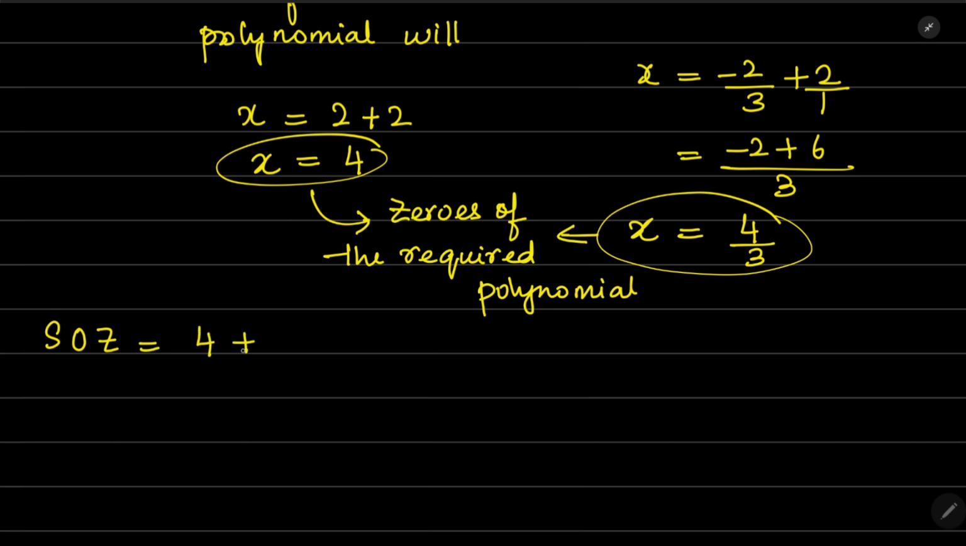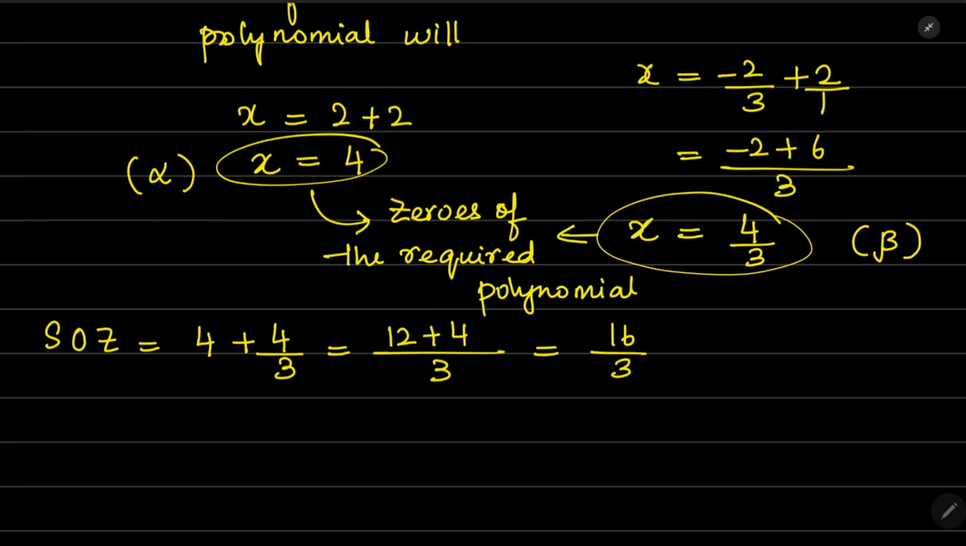So 4 plus, so this is one of the zeros which is alpha, and let this be beta. Alpha plus beta, just add it up. So 4 plus 4 by 3. LCM is 3, so 3 4s are 12 plus 4. What do you get? 16 by 3.